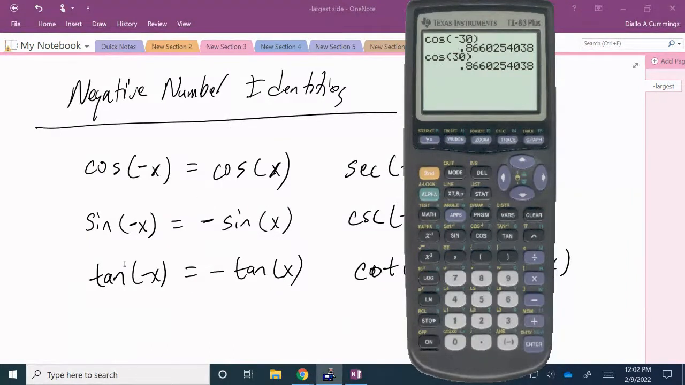Okay, let's look at the sine. It says that the sine of a negative angle, so I'm going to use negative 30, right? That gives me negative 0.5. That should equal a negative times the sine of positive 30. Right, so notice we've changed our angle from a negative angle to a positive angle, but the value is still the same.